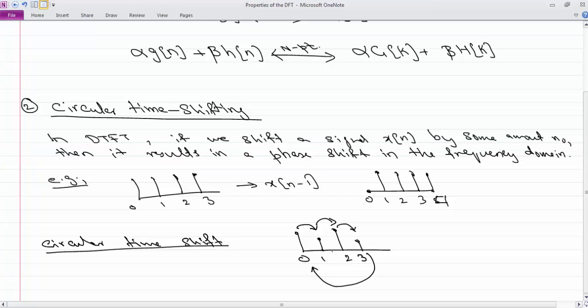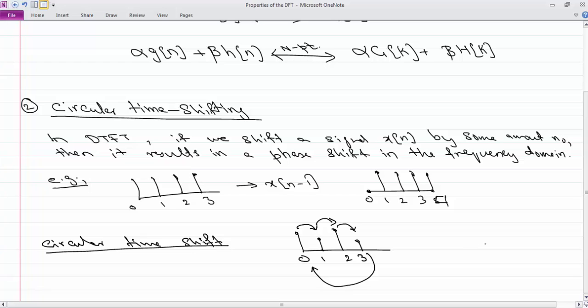Similarly, if I was doing a circular time shift to the left, it will be just a reverse process. 3 will go to 2, 2 will go to 1, 1 will go to 0, and 0 will wrap back to 3.